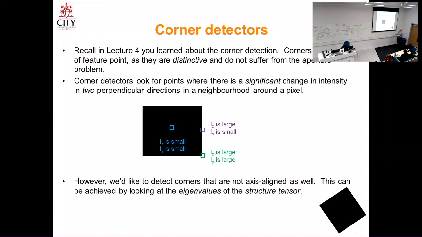But this kind of approach is good, but it's not perfect because some of our corners might not be axis aligned. If I have, say, this rotated square, now my corners, you can see them, but they're not axis aligned. So what we want to do instead is find a rotation invariant way to find corners. And for that, we can take a look at the eigenvalues of the structure tensor.